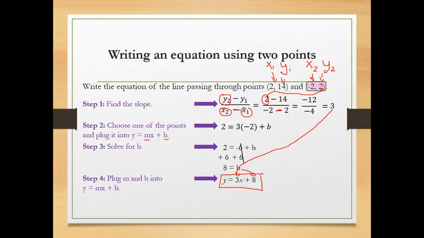So using this equation, if I pick an x value, an x coordinate, any one I want, I multiply it by 3 and add 8, and I'll get the y coordinate that goes with it. So we could find any point on the graph that we want.